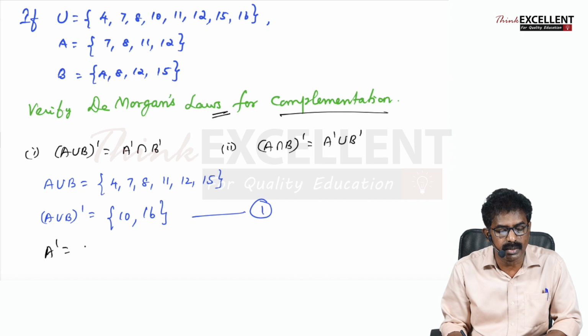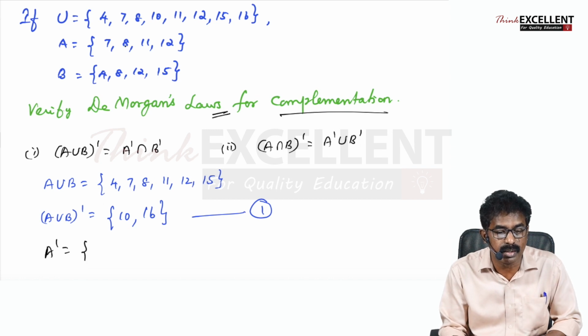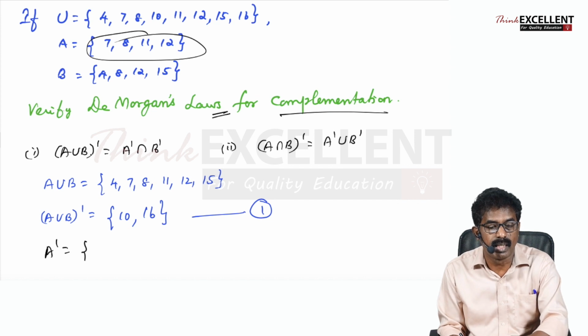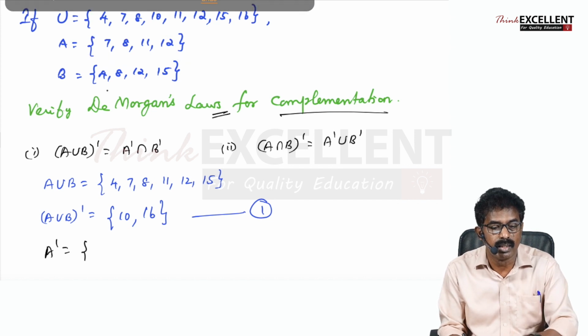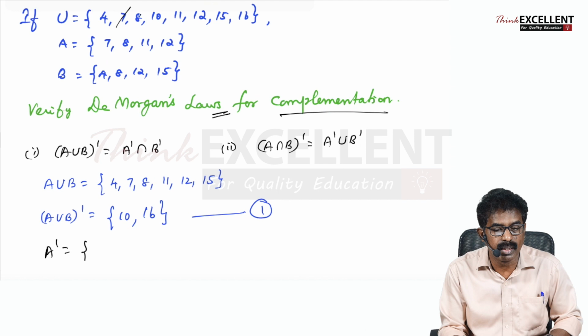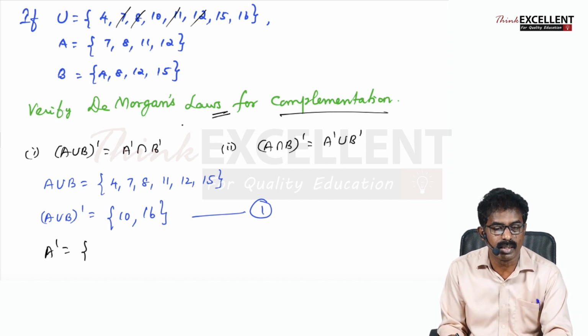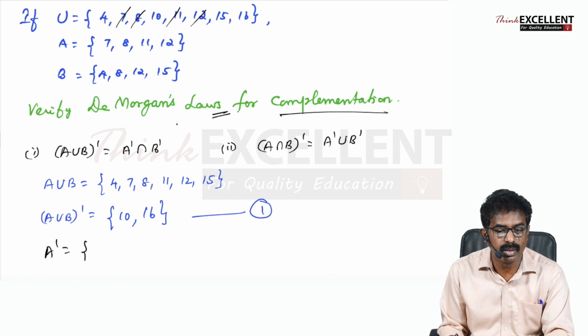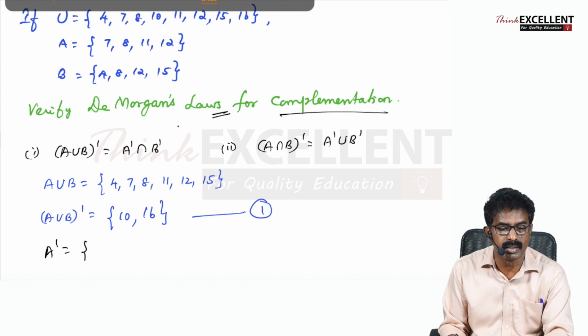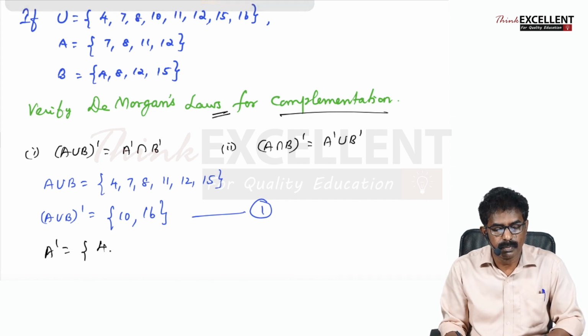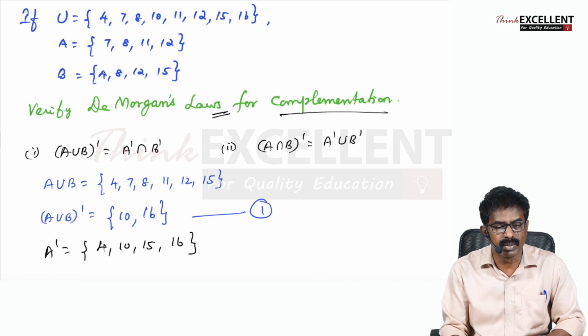So A dash is equal to, can you say, the elements which are not in A? These are the elements in A: 7, 8, 11, 12. This is the easy way, but don't strike out in the question paper. Okay, so write the remaining elements: 4, 10, 15, 16. By seeing that you can say which are not in A.